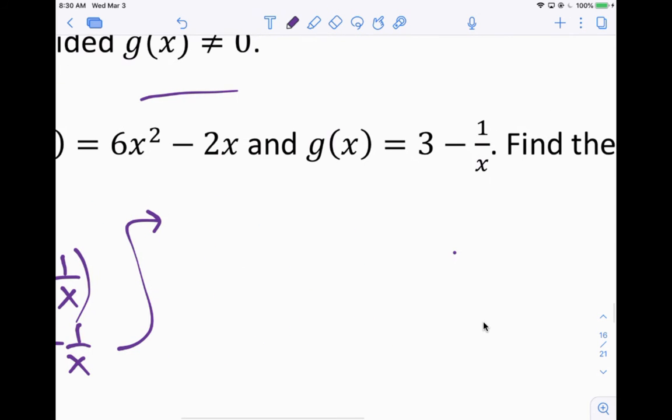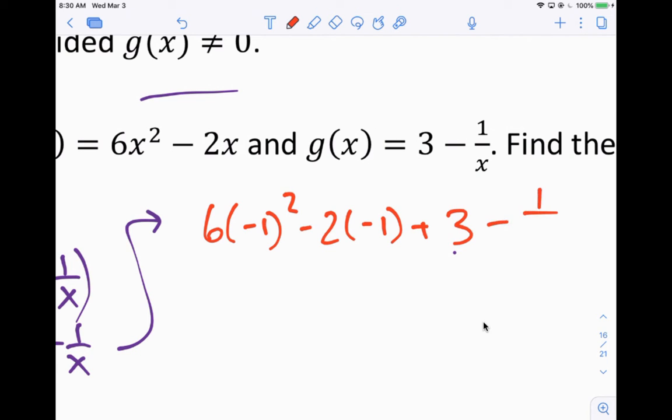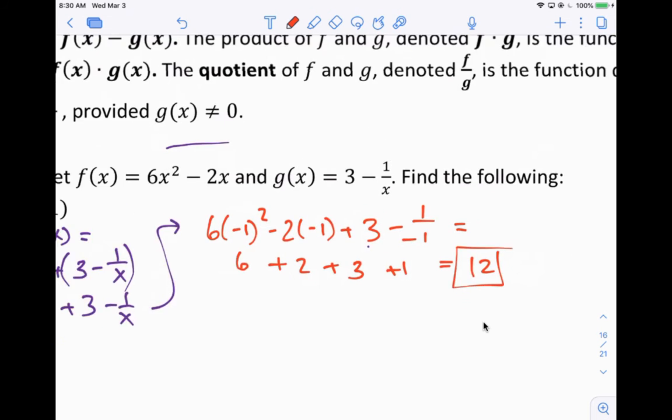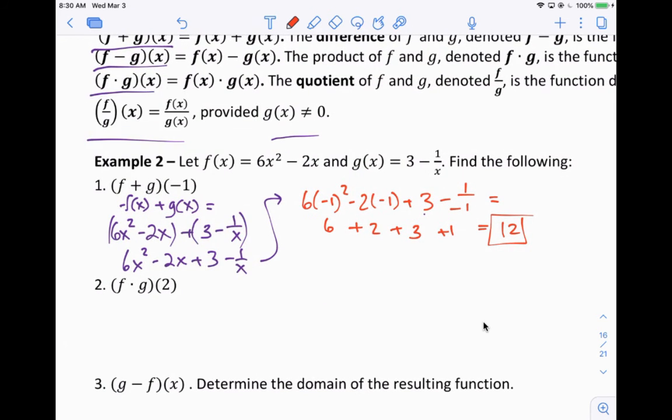We'll go over here now and actually plug in a negative 1. 6 times negative 1 squared minus 2 times negative 1 plus 3 minus 1 over negative 1. We get negative 1 squared is 1, so 6 plus 2 plus 3 plus 1. 6 plus 2 plus 3 is 6 plus 6 is 12. There we are. So that is how we would add these functions and then find it of negative 1.